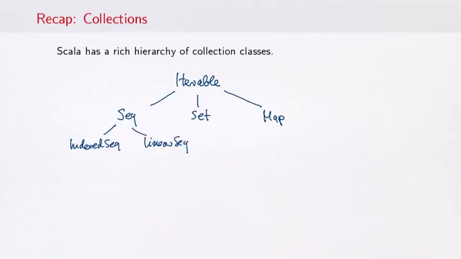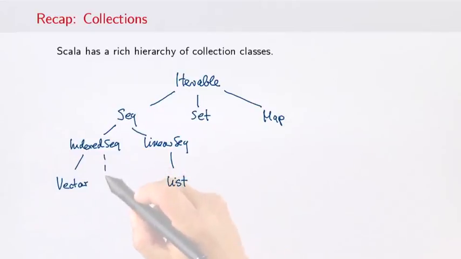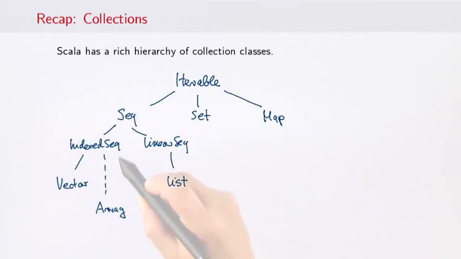And then you would have concrete implementations. A standard one for indexed sequence would be Vector. A standard one for linear sequence would be List. That's a list you have already seen. And then there are also types that, in a sense, get imported into this hierarchy from Java. So there would be the Java arrays, which are a kind of indexed sequence, and the Java strings, which are also a kind of indexed sequence.